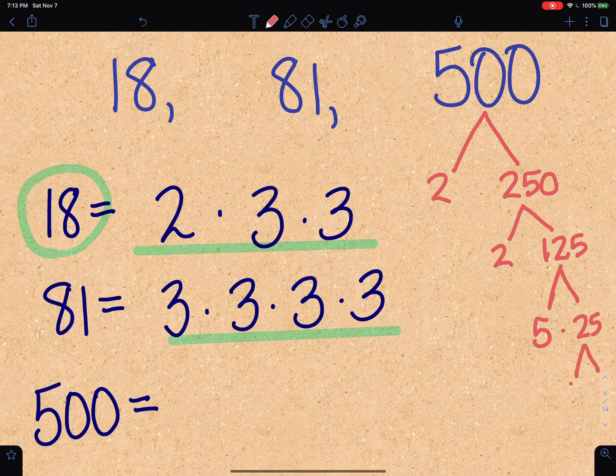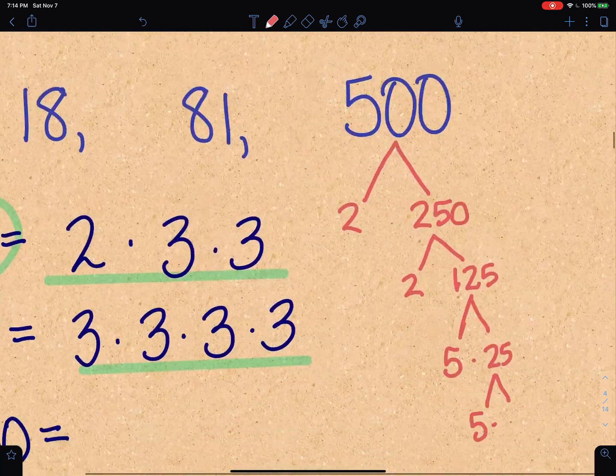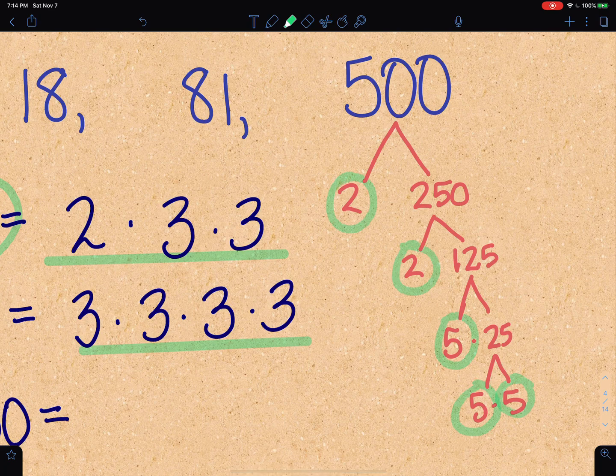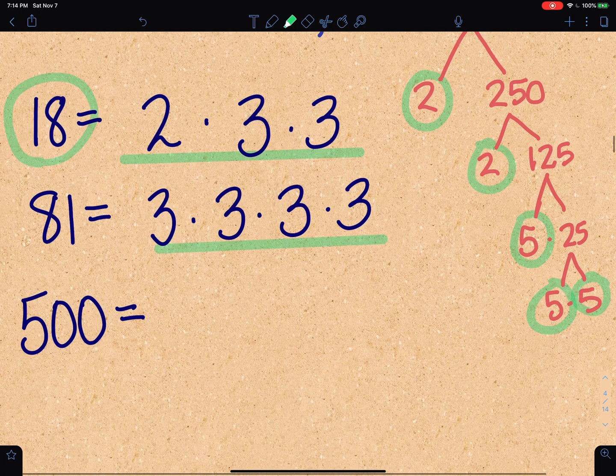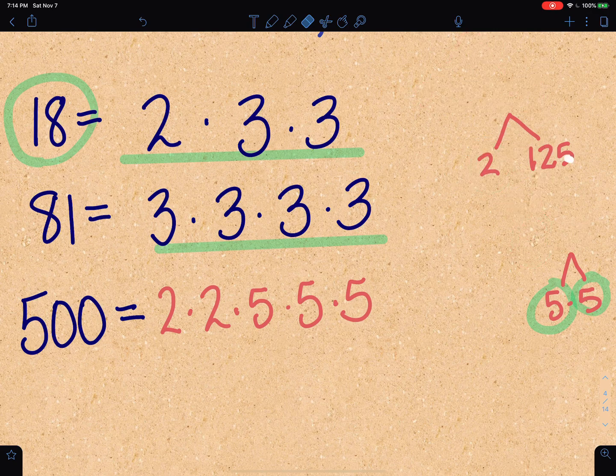And then 25 can be further broken down into 5 times 5. All right, so now I've got my prime numbers here. So the numbers for 500 are 2, 2, 5, 5, 5. Now I've broken down all of these numbers into their primes. All right, let's erase this because it's too much stuff. I don't like the messiness.